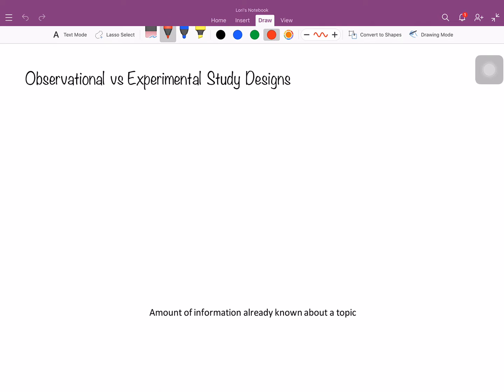So let's go ahead and think about the different kinds of study designs that we have. And I like to frame this from the perspective of how much information do we already know about a specific topic. And for the times that we don't have very much information, we use certain kind of study designs down here. And then as we get more and more information about a certain topic, we tend to use study designs that are farther on this other end of the spectrum. So what are those study designs? Well, let's go ahead and add them to the chart kind of in order.